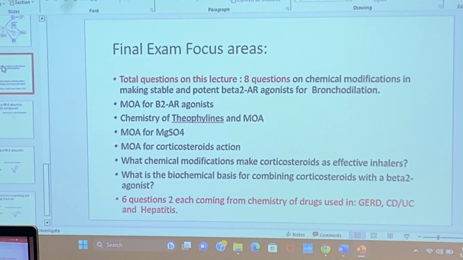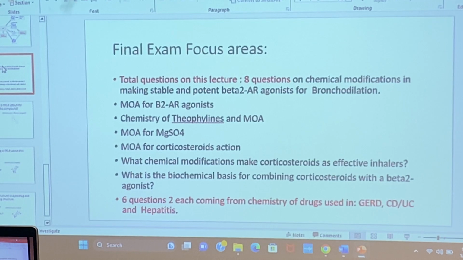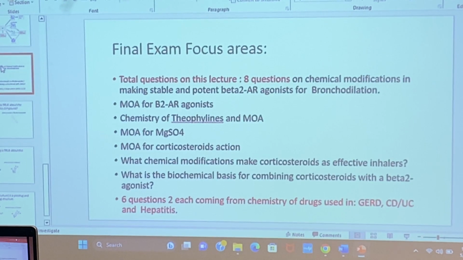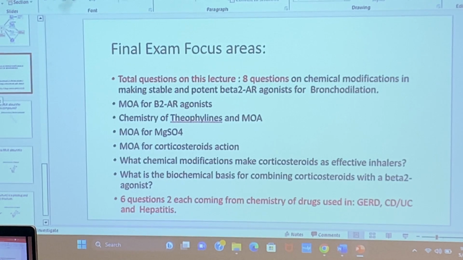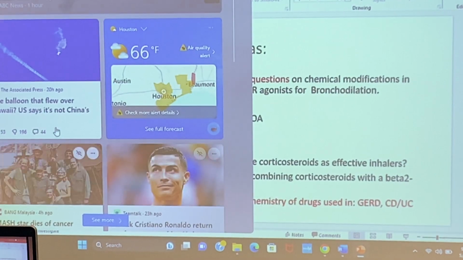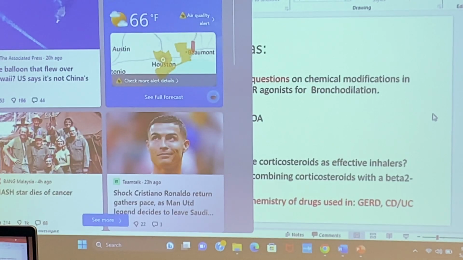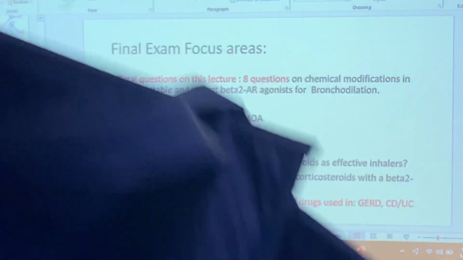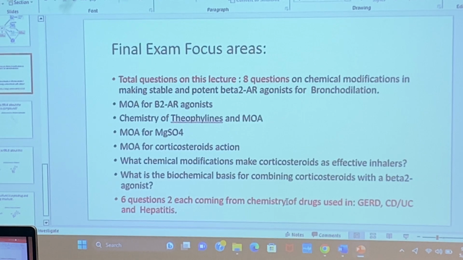Okay, focus area. For the finals, I have 14 questions. Out of 14, I have 8 questions for this lecture, then 6 questions for the previous topics. Previous topics, 2 questions from chemistry: chemistry of drugs used in GERD, IBD, UC, and hepatitis.